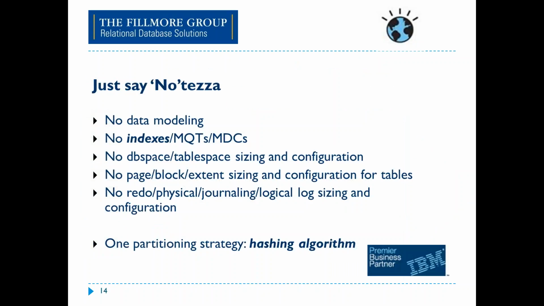So the benefits of the Netezza are that there is no data modeling. We don't have to go through the star schema exercise to optimize the format of the data as it's stored in the relational database to accommodate the queries that are going to be asked. There are no indexes, so we don't have to worry about creating indexes or storing indexes or walking indexes and performing index I/O. There are no materialized query tables. There is no multi-dimensional clustering, no table spaces, no pages, no blocks. All of that goes away. There's only one partitioning strategy if I want to distribute the data throughout the appliance, and that's the hashing algorithm.